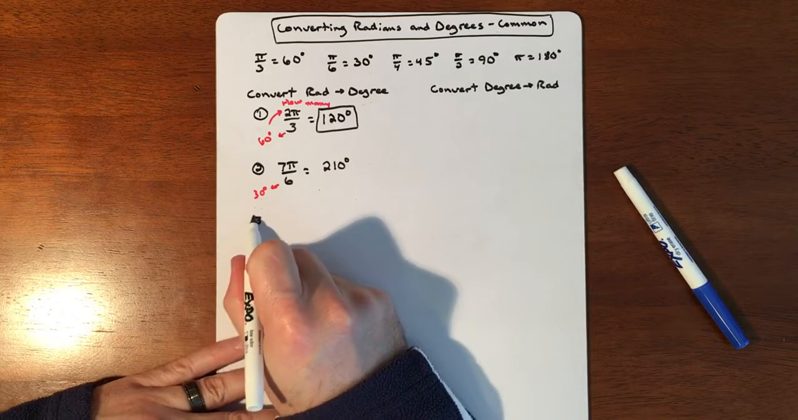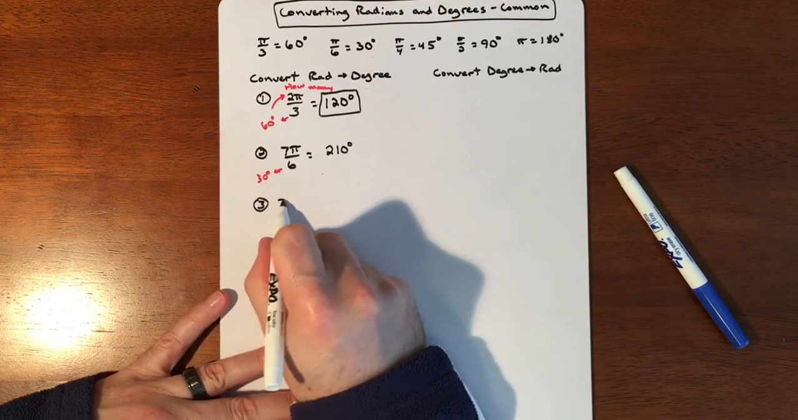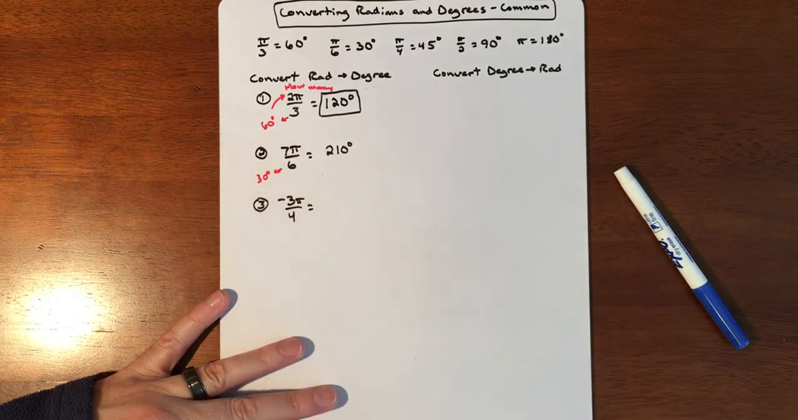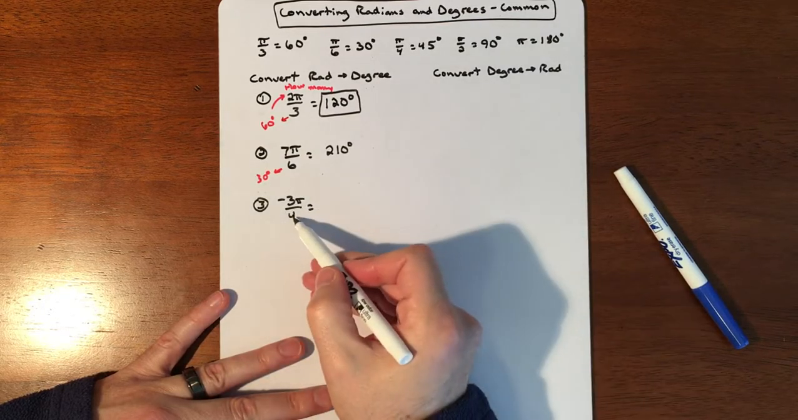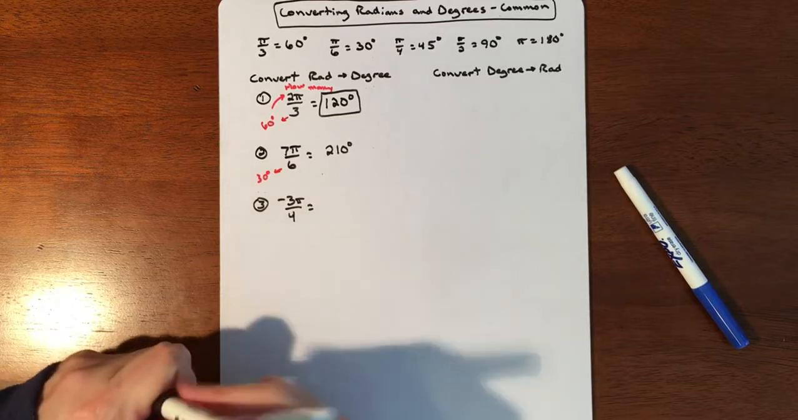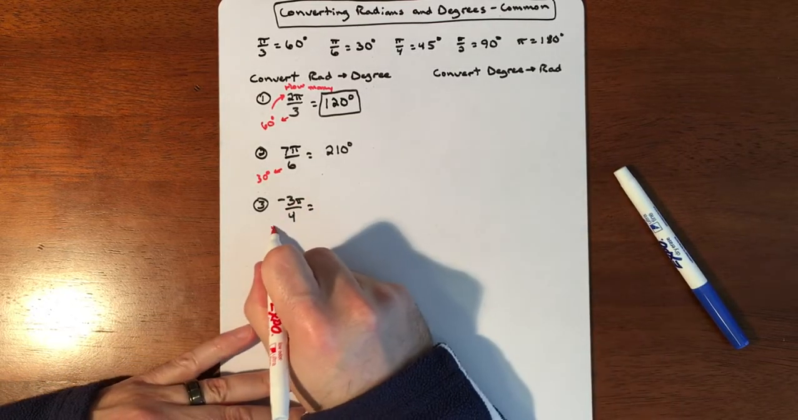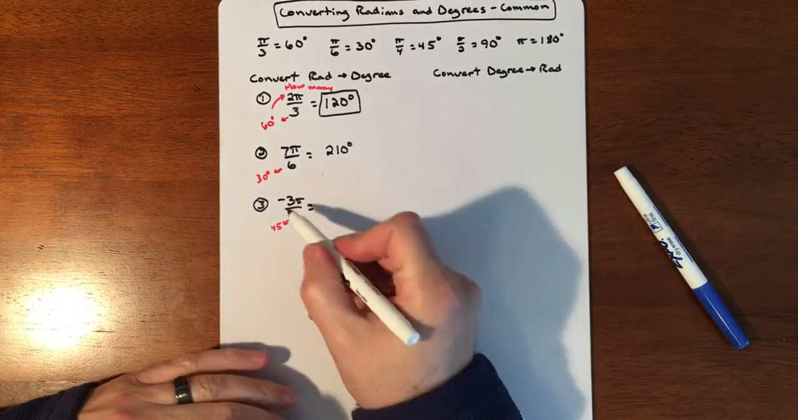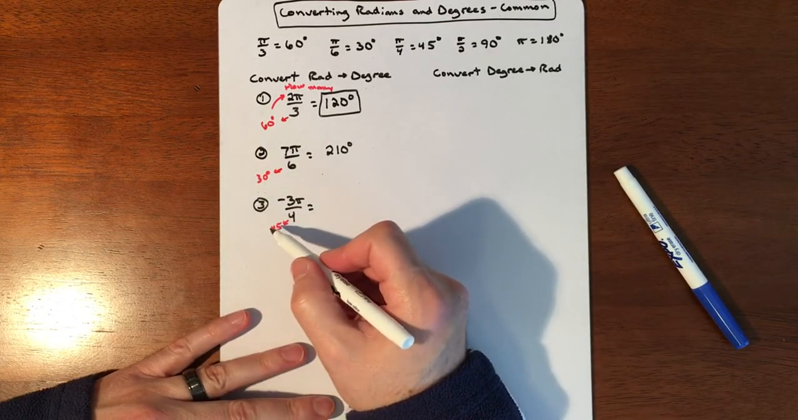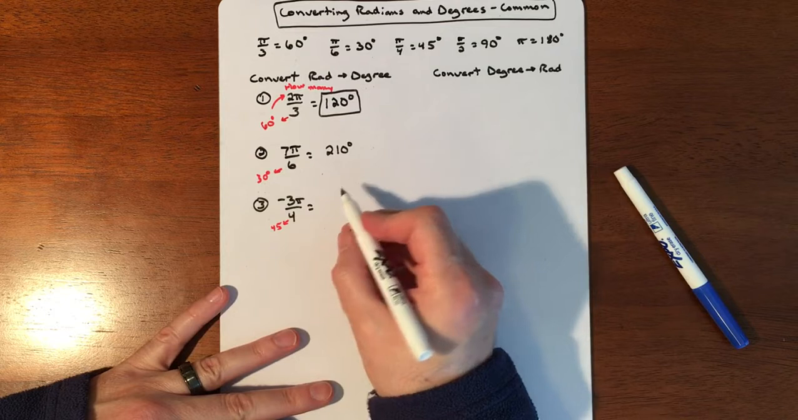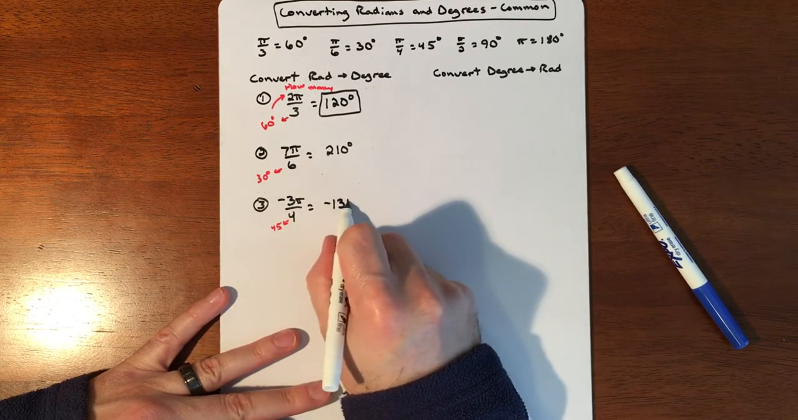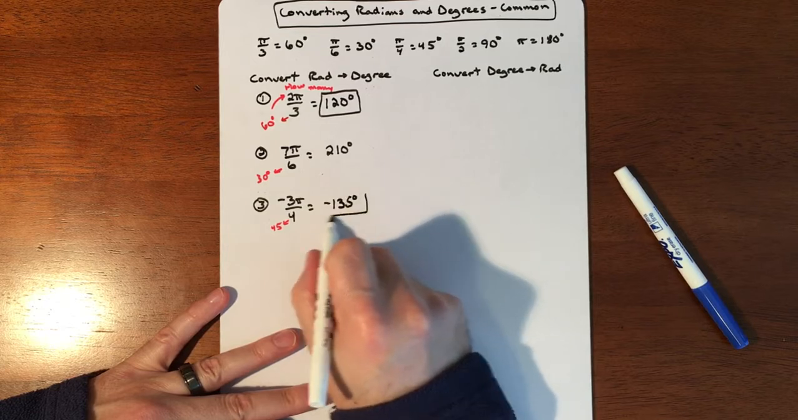And if we did number 3, if you had a negative 3 pi over 4, over 4s is 45, so you're looking at a bunch of 45s, and you're looking at 3 of them. So 3 45s is 45, 90, 135. And you're just going in a different direction, so it's negative 135 degrees.